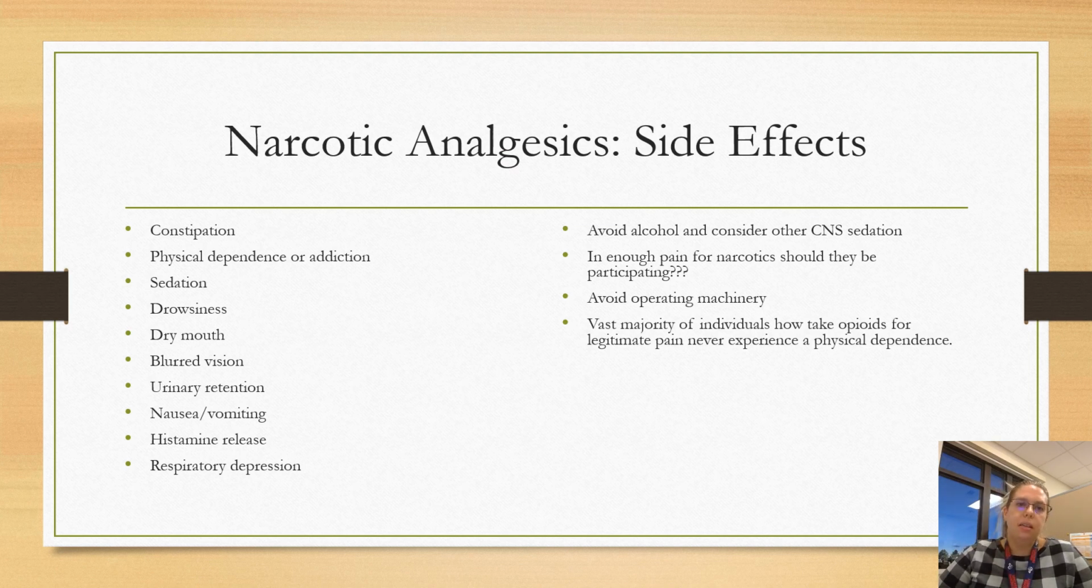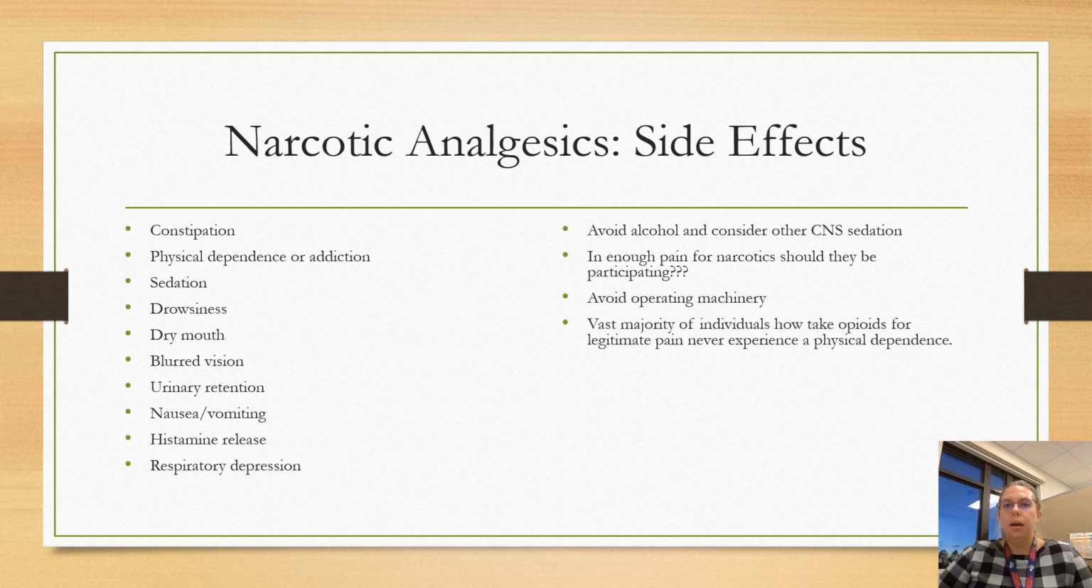Constipation, like we just said, physical dependence or addiction, sedation, drowsiness, dry mouth, blurred vision, urinary retention, nausea, vomiting, more histamine release, obviously respiratory depression. I'm not sure if you guys are trained or ever go into Narcan usage, but that's when Narcan is used, for suspected opiate overdose.